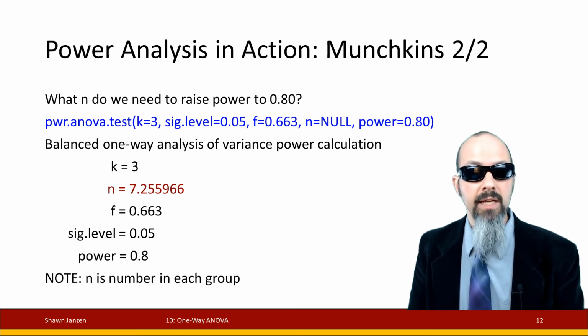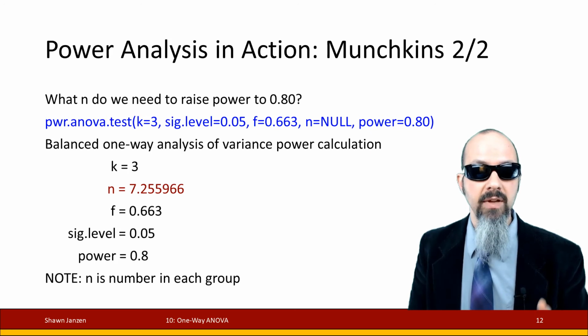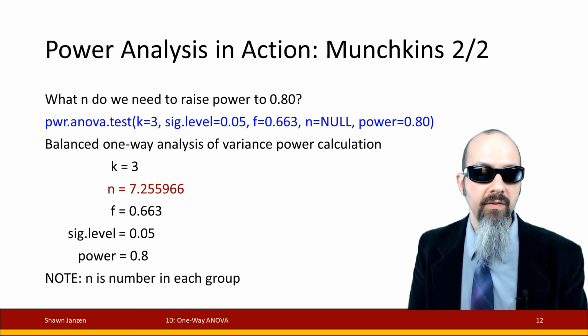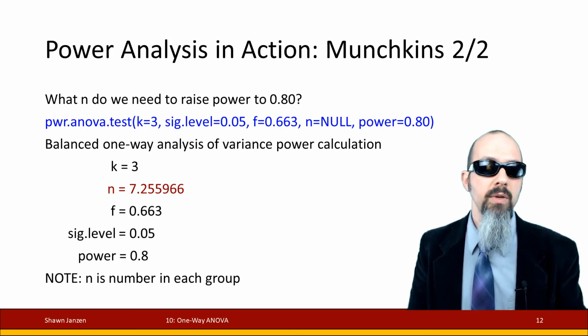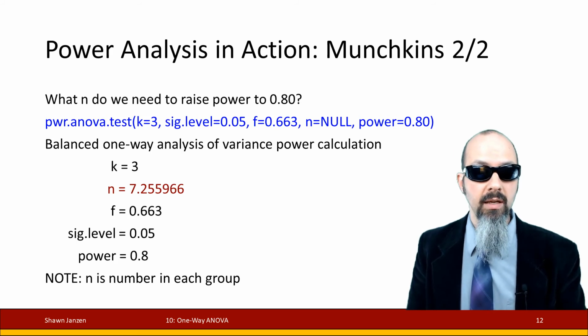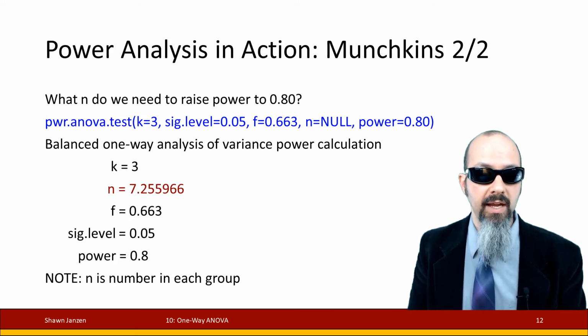And when I run that, it shows me a sample size of 7.256 rounded, and because we're dealing with individuals here, we're going to round up. So I would need a sample size of at least 8 in each group in order to get a power of 0.8 with these other values that I have here.